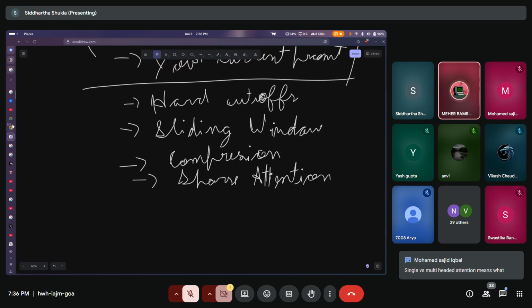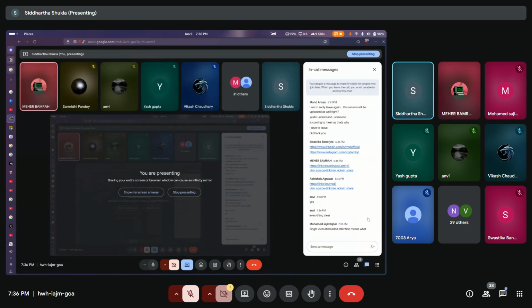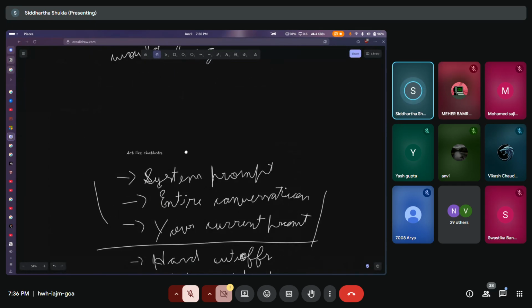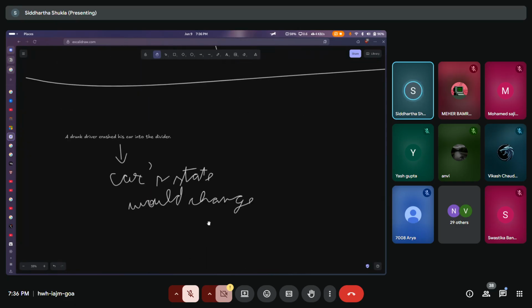Okay, so we have a question over here from Siddhant. Single versus multi-headed attention, what does it mean? I'm pretty sure I covered it just now, but let me explain it again. There are a lot of different things that you can absorb from a single sentence, right?